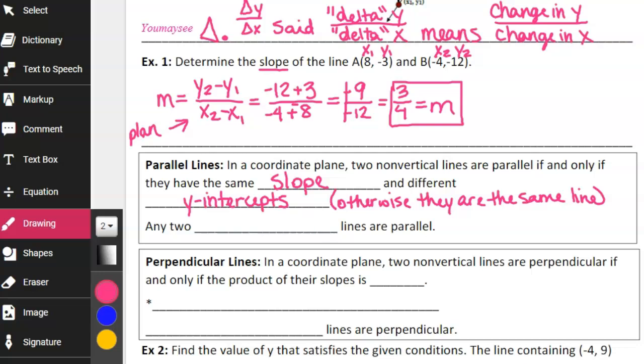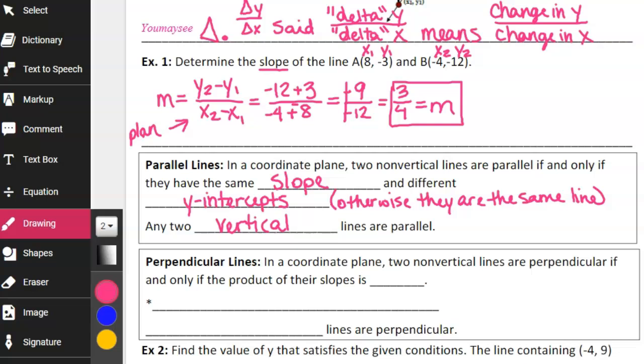It's also worth noting that any two vertical lines are parallel. And also any two horizontal lines are parallel for that matter.